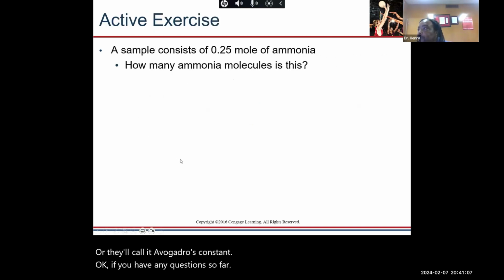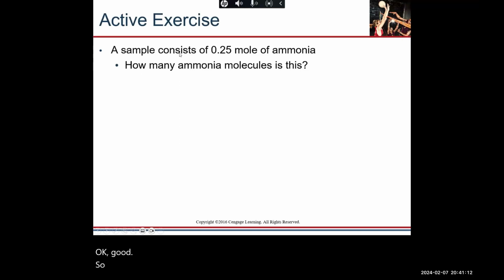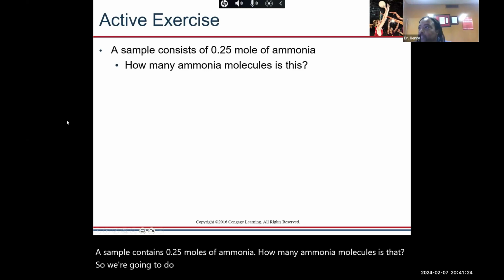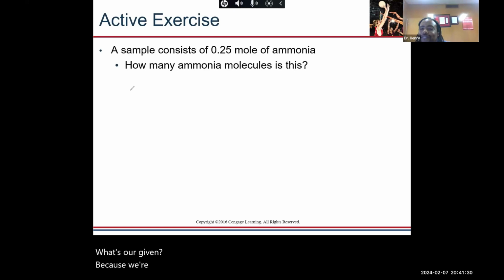Okay, good. So a sample contains 0.25 moles of ammonia. How many ammonia molecules is that? So we're going to do dimensional analysis. What is our starting point? What's our given? Because we're always going to start with our given.